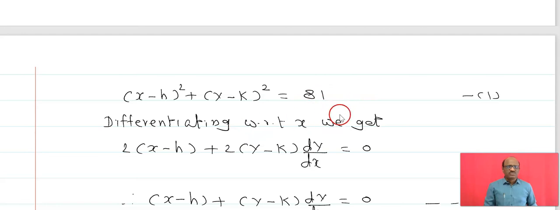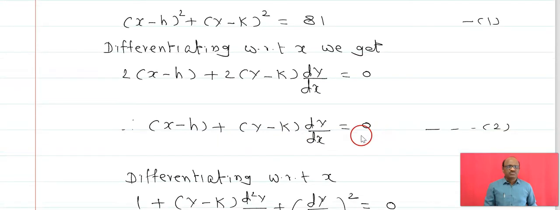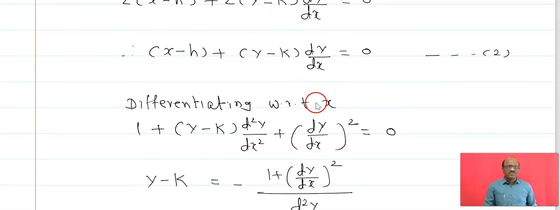Now differentiate this with respect to x. That is 2 (x minus h) plus 2 (y minus k) into dy by dx that's equals to 0. Therefore x minus h plus (y minus k) into dy by dx that's equals to 0. Differentiate this again with respect to x. The derivative of x minus h: the derivative of x is 1, the derivative of h is 0. Then (y minus k) into dy by dx that's equals to 0.